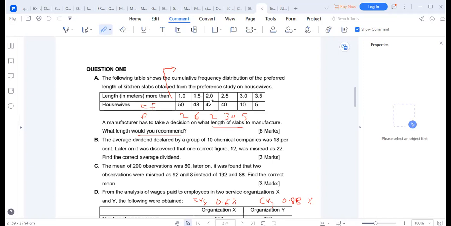So with the data that has been given here, what did we do first? How did you find these frequencies here? Can somebody answer? By subtracting 50 minus 48, we get a 2. 48 minus 42, we get a 6. 42 minus 40, we get a 2. 40 minus 10, we get a 30. Then finally, 10 minus 5, we get a 5.